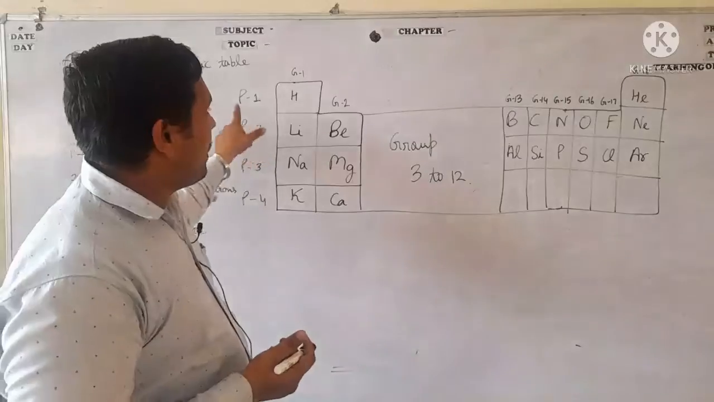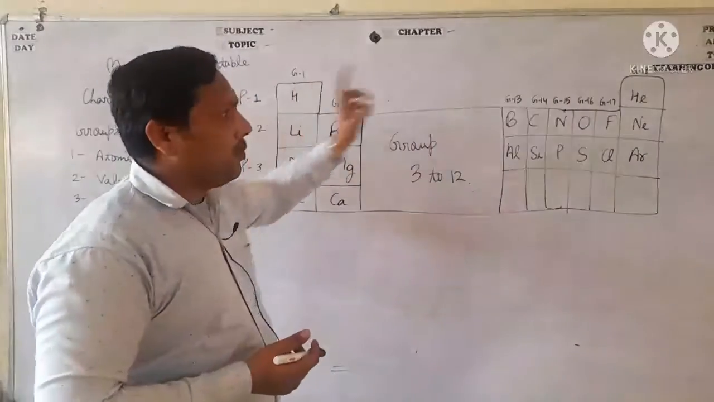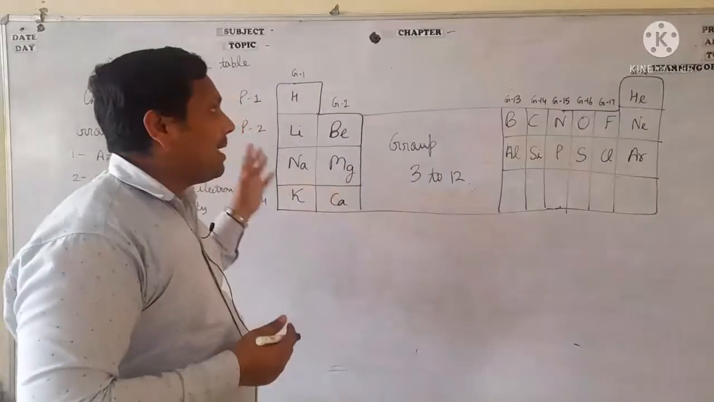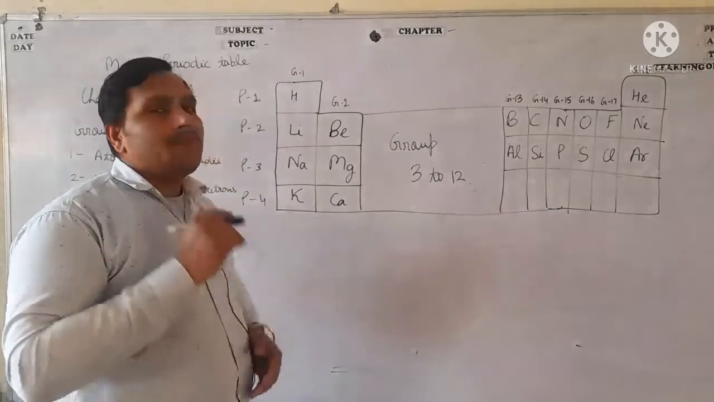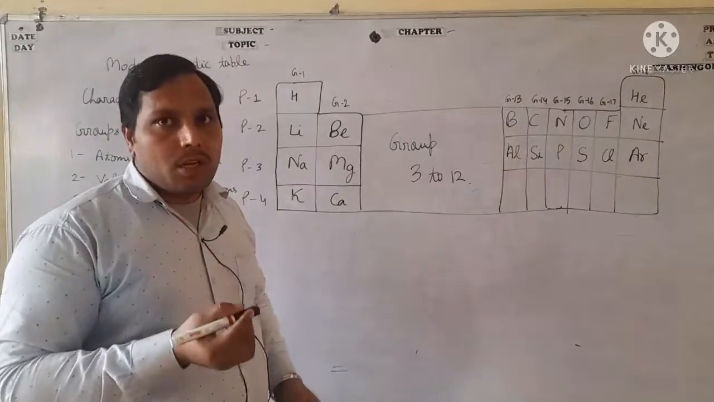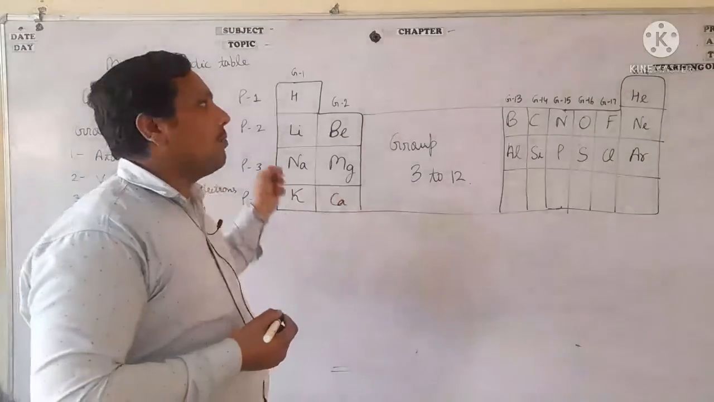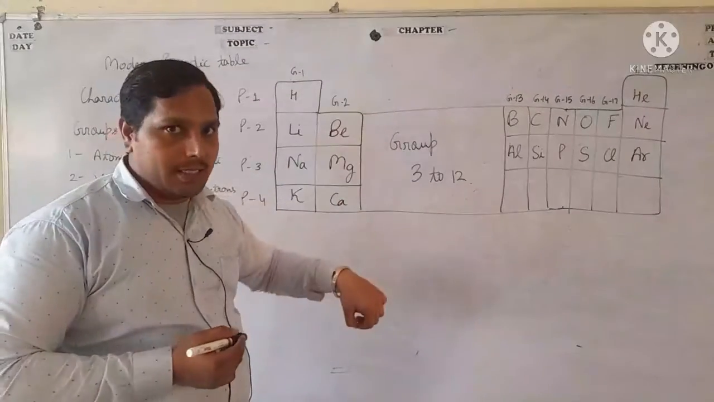When we go in a period from left to right, atomic and ionic radii decrease due to increased nuclear charge, or the increase in the number of protons present in the nucleus.